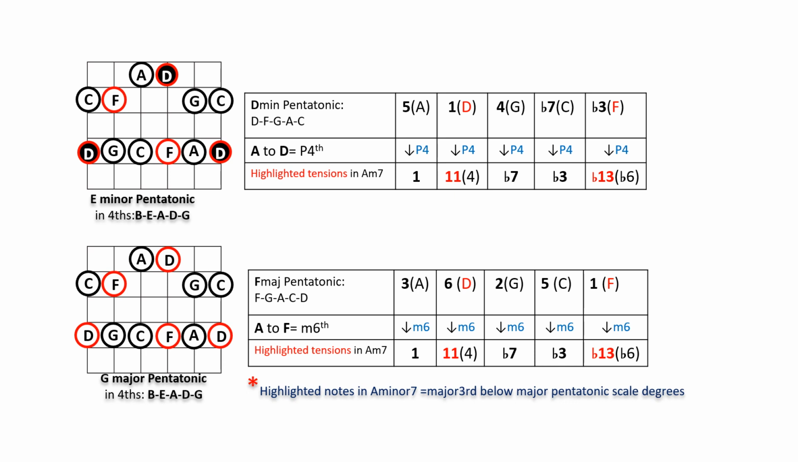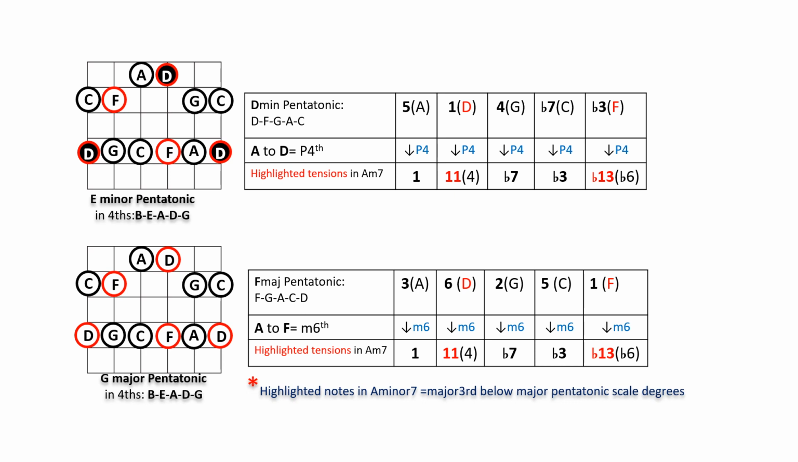When the D minor pentatonic is used over A minor 7, the highlighted notes 1, 4, flat 7, flat 3, flat 6 are a fourth above the minor pentatonic scale degrees because root D is a perfect fourth above root A. Since F is a major third below root A, the identical highlighted notes in the relative F major pentatonic will be a major third below the major pentatonic scale degrees.